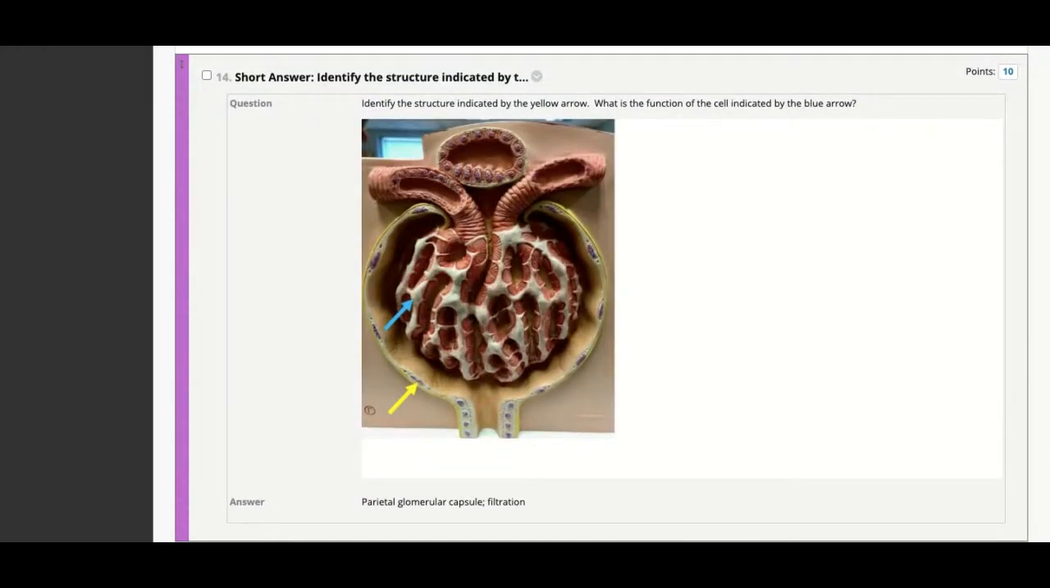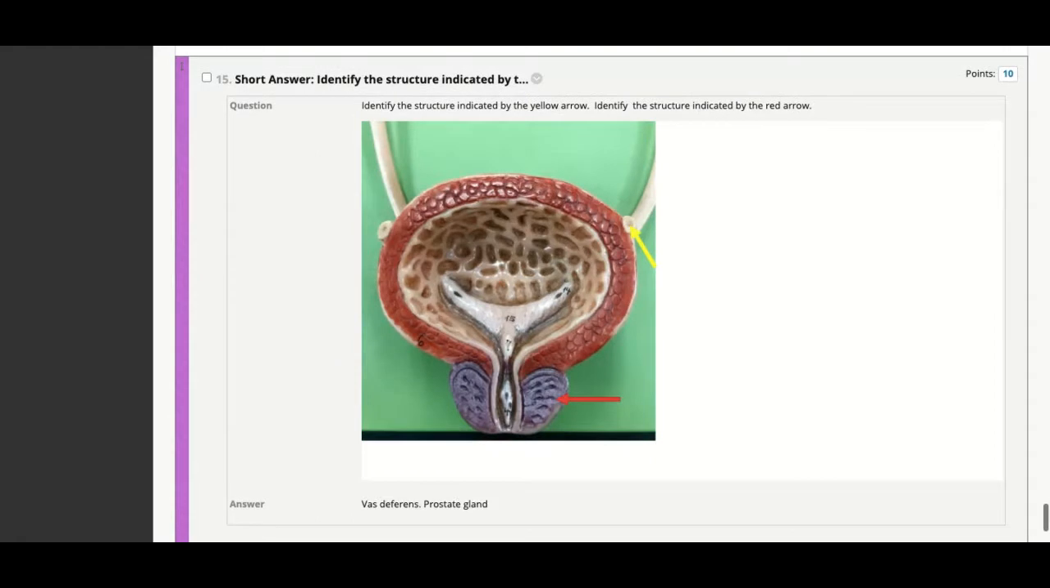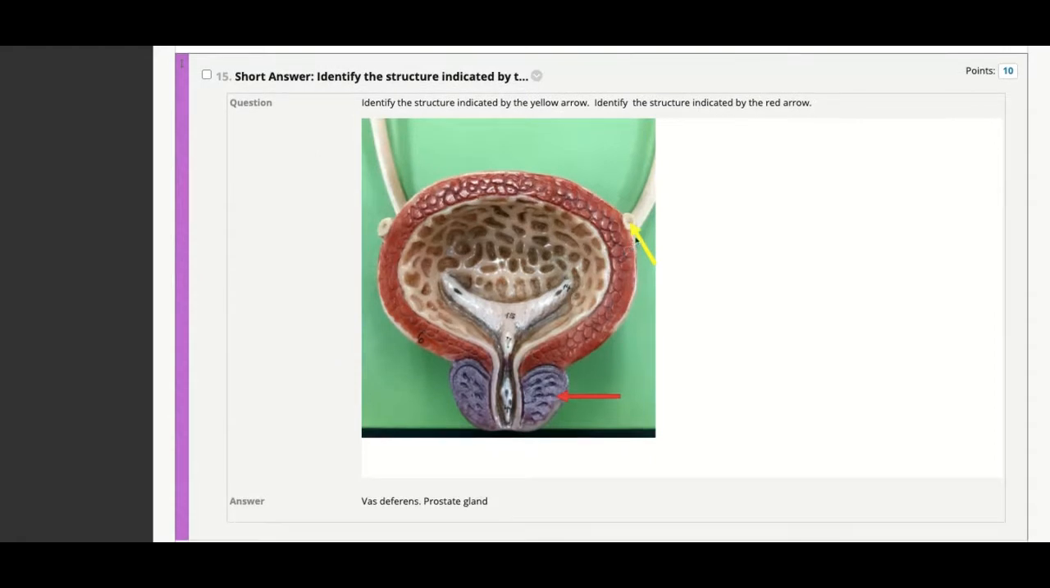Number 14, the blue arrow are the podocytes, and their function is filtration of the blood. And yellow arrow is the parietal layer of Bowman's capsule or glomerular capsule. And the last question, the yellow arrow shows you the vas deferens, and the red arrow is the prostate gland.